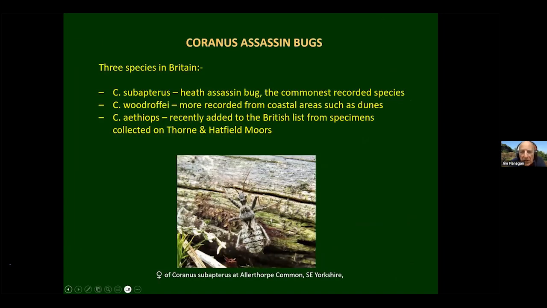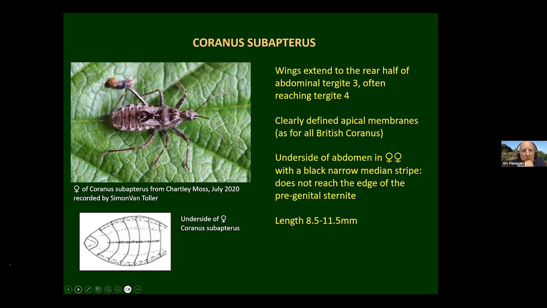So there are three species. They're all very similar looking, and the first two species, Coranus subapterus and Coranus woodroffae, can occur in similar habitats like heathy sites, especially around the coast. And Coranus aethiops, well, that's a recent addition. So I'll go on to talk about Coranus subapterus, and this was considered the only Coranus that we had at one time in Britain. But there was a form that was recognized, which has now been named as Coranus woodroffae.